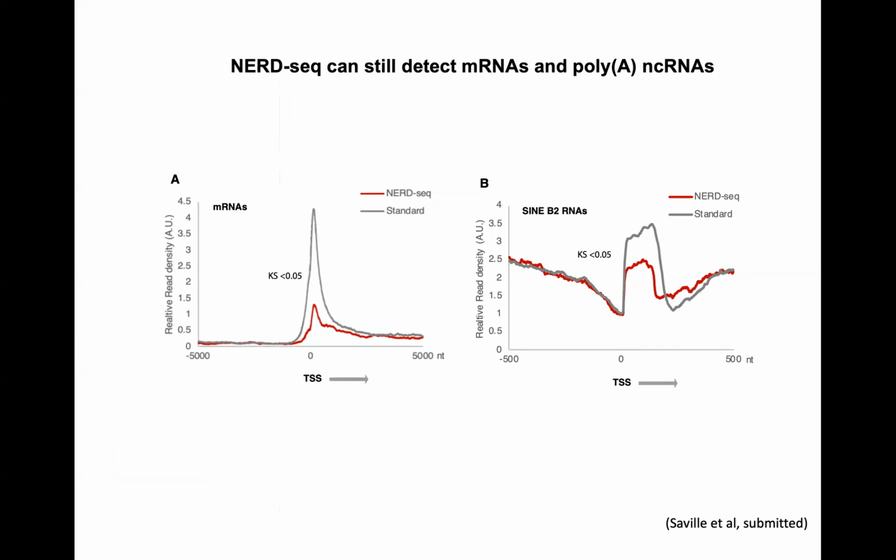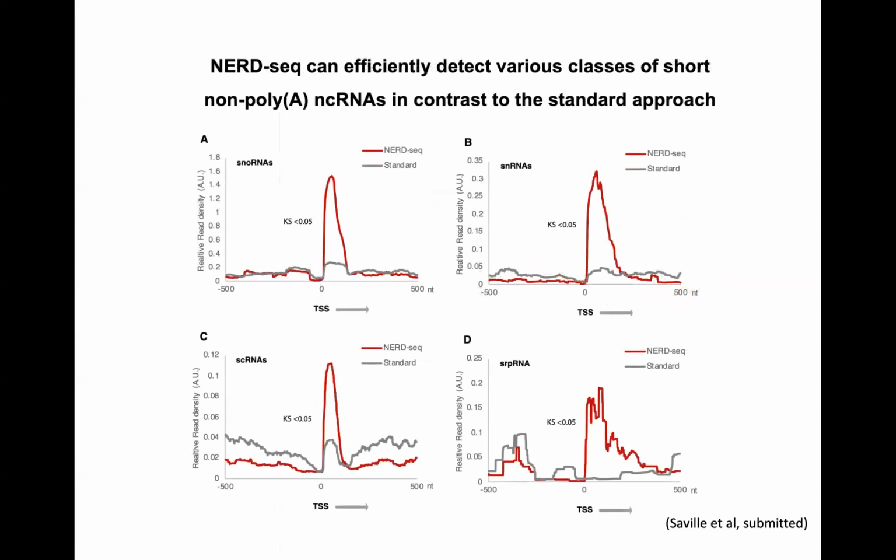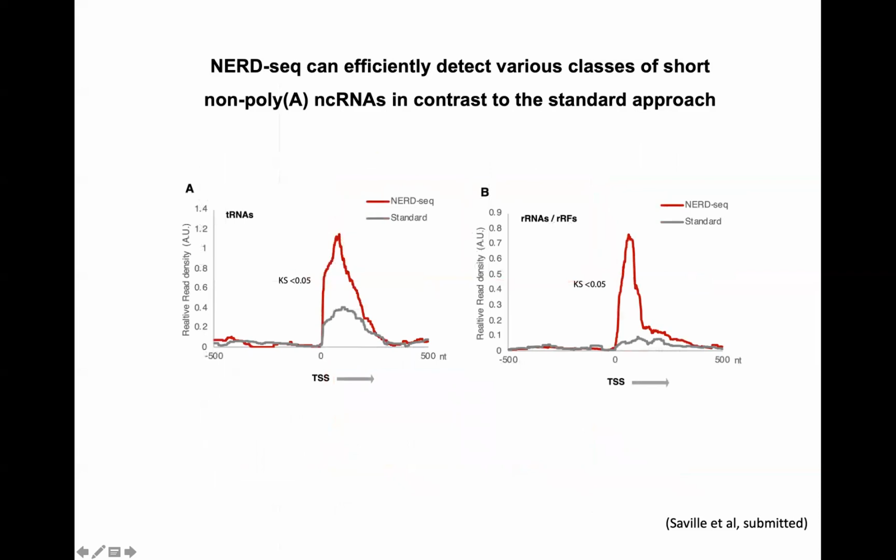But where the difference was really significant was when we tested non-poly-A non-coding RNAs, and particularly short non-poly-A non-coding RNA classes. You can see that snoRNAs are almost undetectable with the standard protocol, but we do get a significant enrichment with the NERD-seq protocol. The same applies with snRNAs, scRNAs, and the srpRNA.